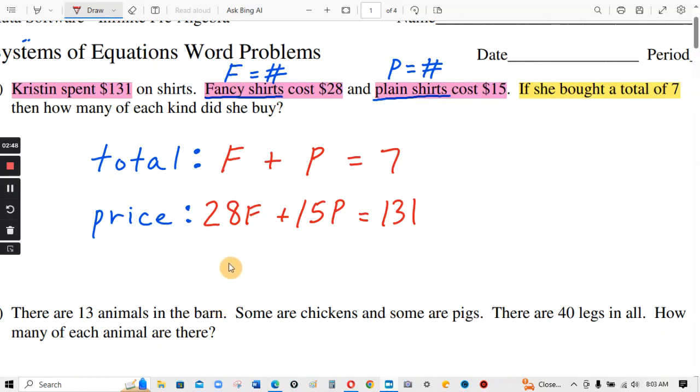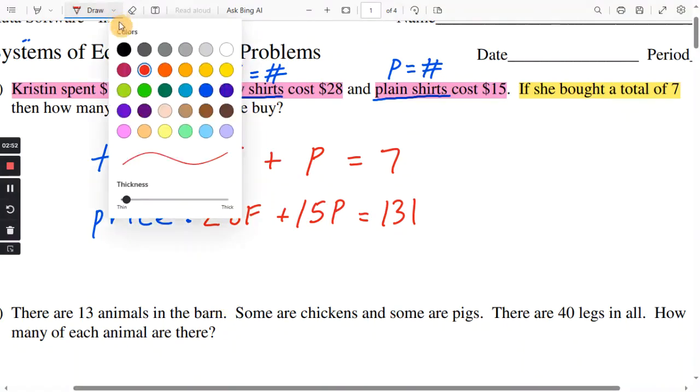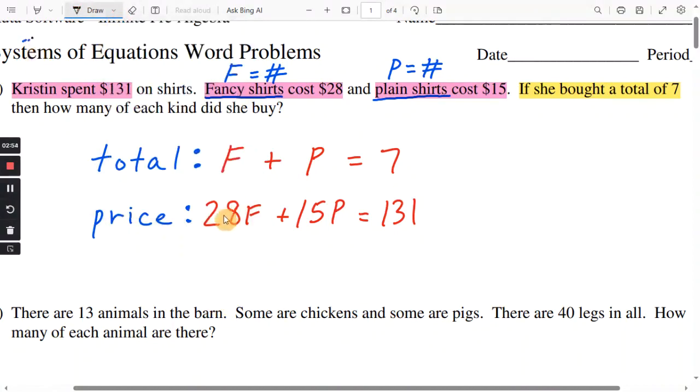You can use substitution or elimination. I would prefer to use elimination in this case, but you could use substitution. Out of the 28 and the 15, 15 is the smaller number. So I'm going to multiply the top equation by 15, so I have 15P here as well. Basically I'm multiplying both sides of the equal sign by 15.